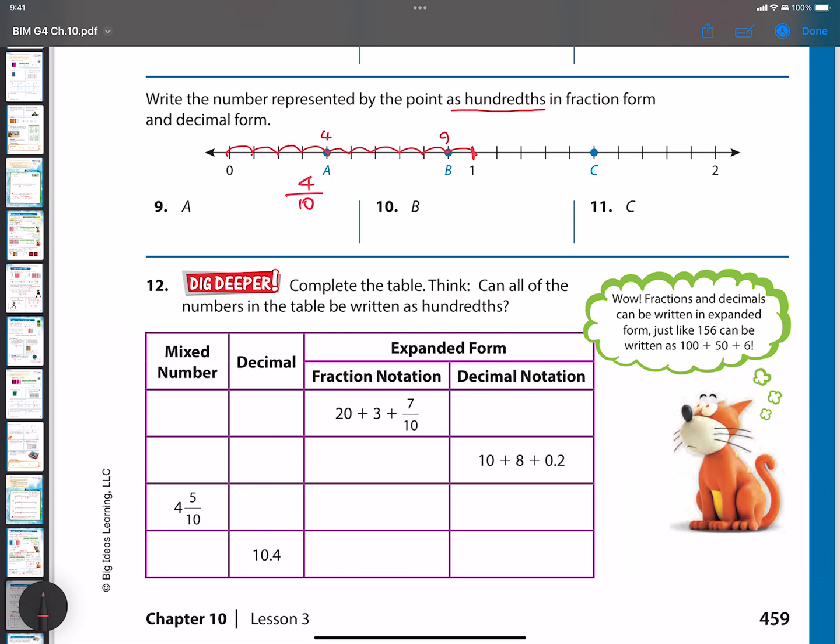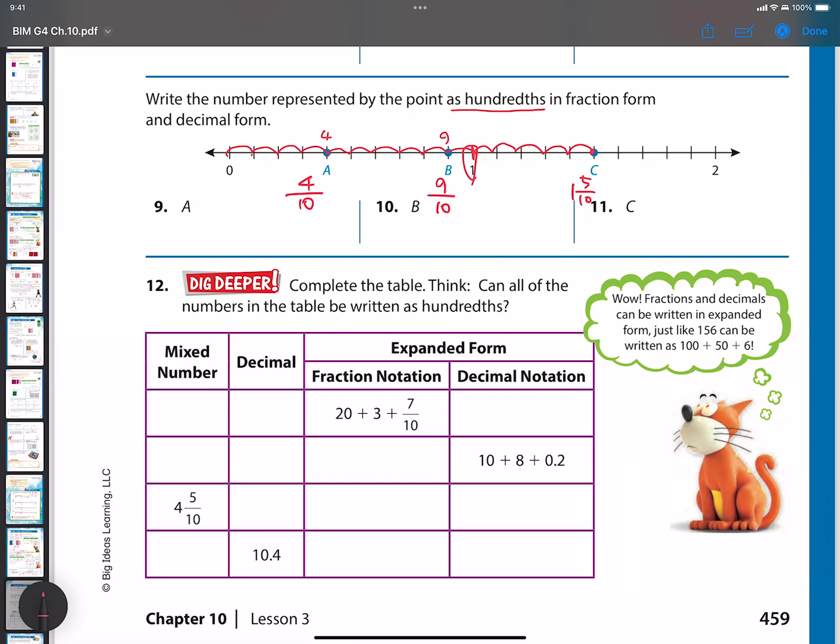And point B is what? 9 and 9 over 10. And point C is what? You have one whole already. And then 1, 2, 3, 4, 5. Okay, 5 over 10.